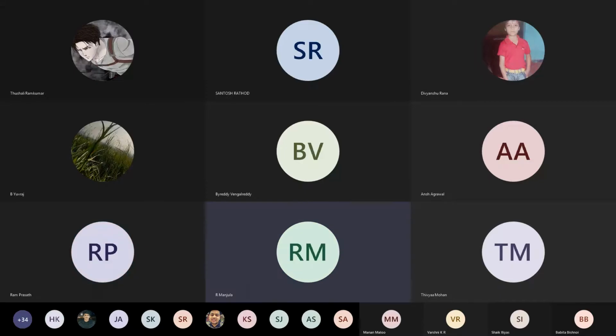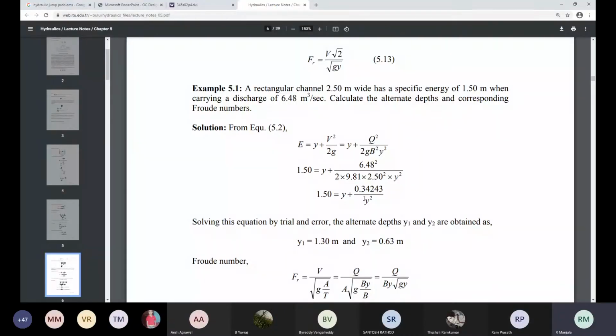Calculate the alternate depth and the corresponding Froude numbers. Have you seen this problem already? So here you can see the specific energy is equal to y plus v square by 2g. Here v you are going to substitute with q by B into y, because it is a rectangular channel. Then q is known to you, and B, the width of the channel, is known. The only thing is y is unknown.